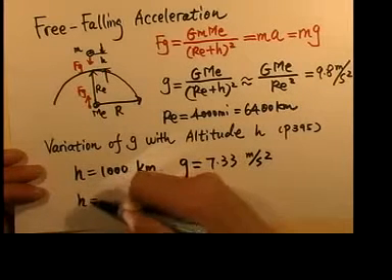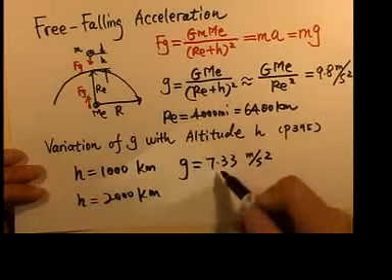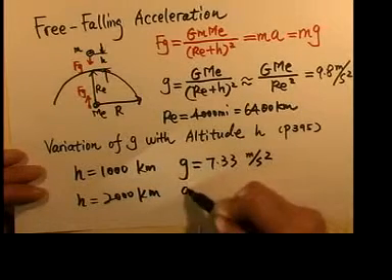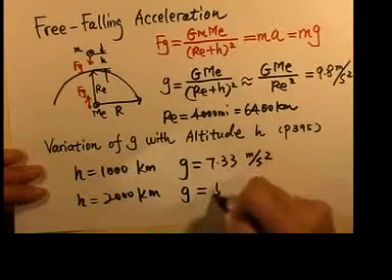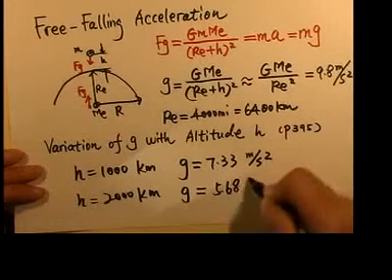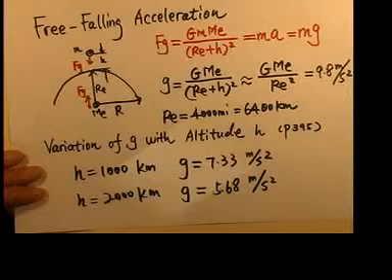And when h is 2,000 kilometers, well, pay attention, we're not going to get half of that, okay? And the result is 5.68 meters per second squared. So little g varies according to its altitude.